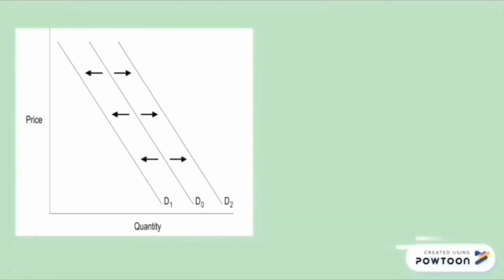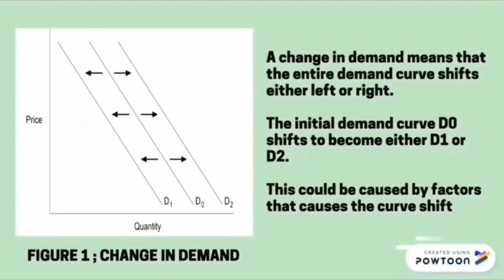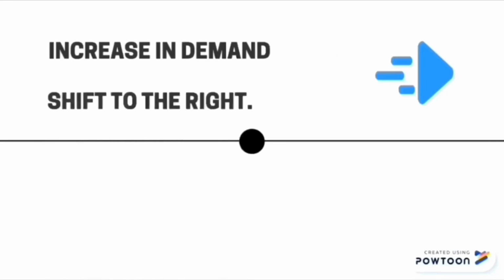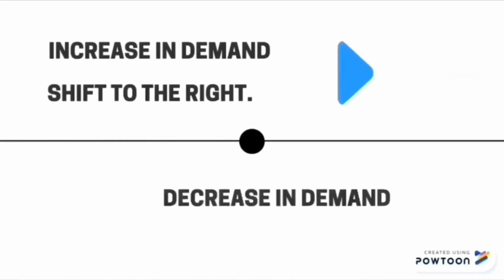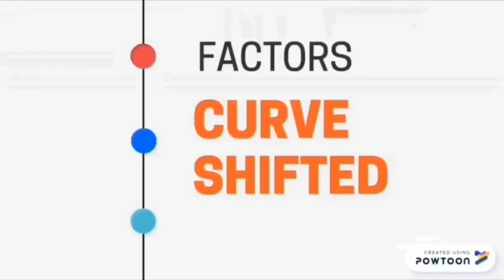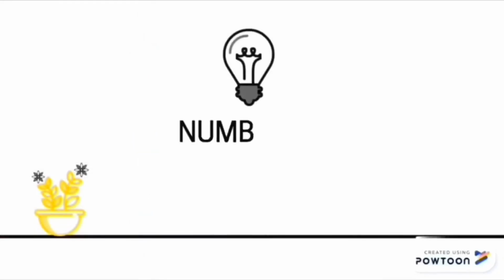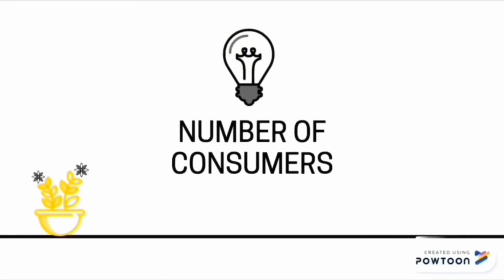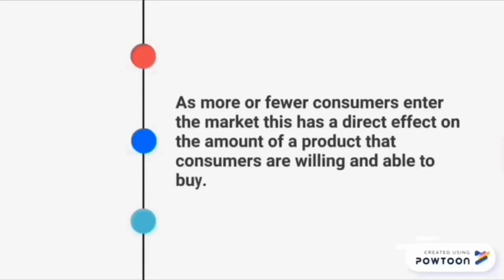A change in demand means that the entire demand curve shifts either left or right. The initial demand curve D0 shifts to become either D1 or D2. This could be caused by factors that make the curve shift. The number of consumers: as more or fewer consumers enter the market, this has a direct effect on the amount of a product that consumers are willing and able to buy.